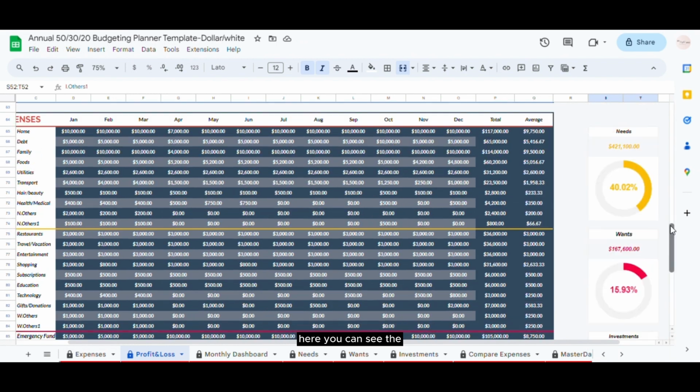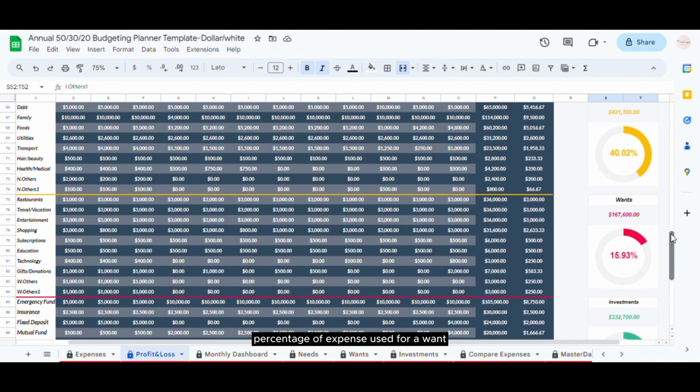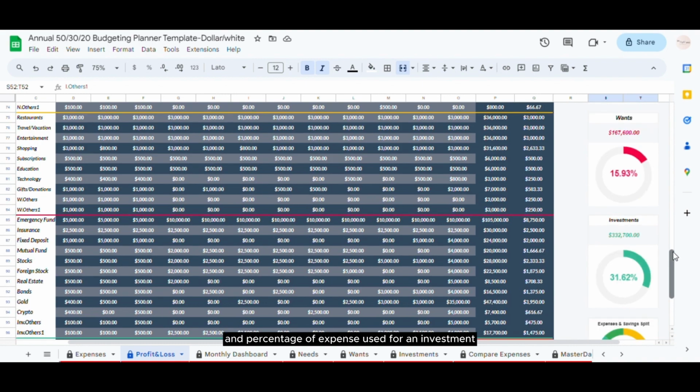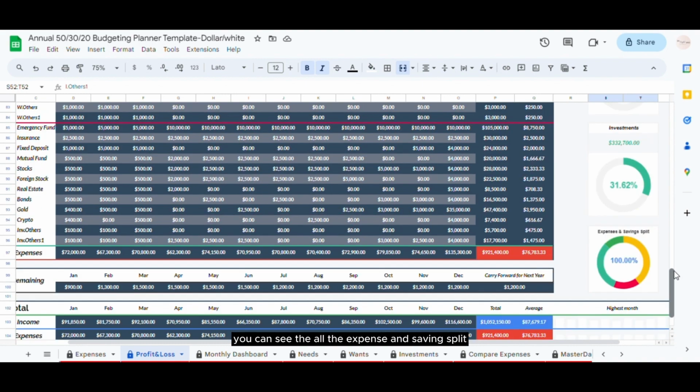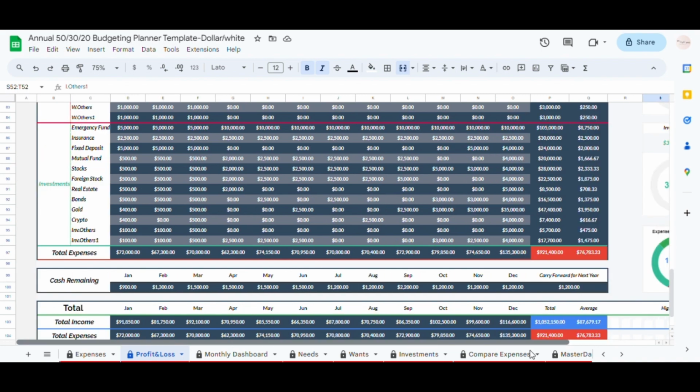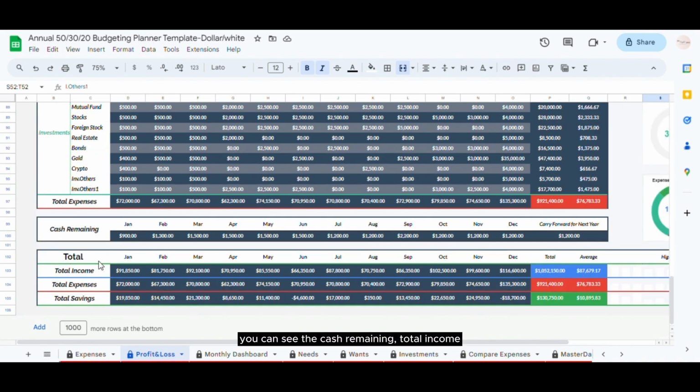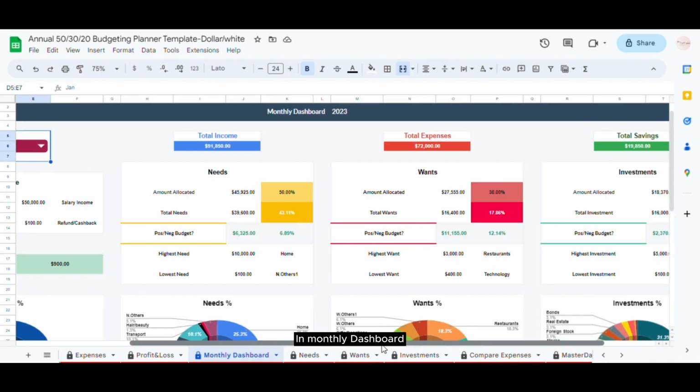Here you can see the percentage of expense used for a need, percentage of expense used for a want, and percentage of expense used for a investment. You can see all the expense and savings split. You can see the cash remaining, total income, total expense, and total savings month-wise. In monthly dashboard, you can see the total income, total expense, and total savings in a month.